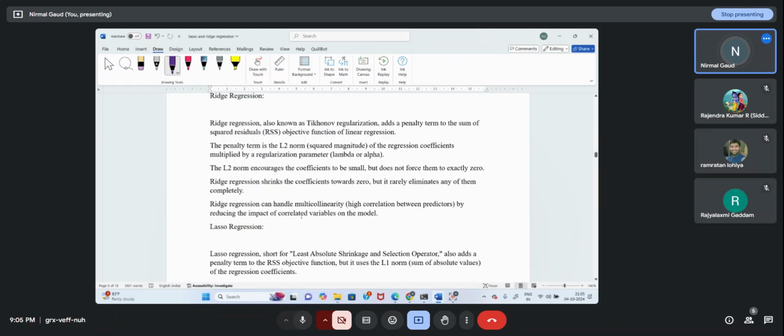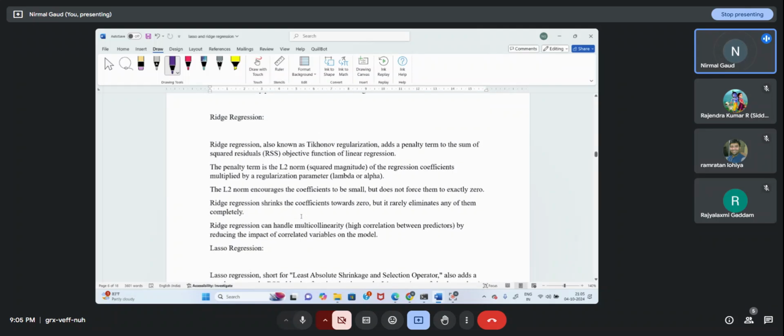All right, so these terms I told: Ridge is L2 regularization. It encourages the coefficients to be small, but does not force them to exactly zero. So in Ridge, coefficients can be small, but they cannot be zero. It doesn't force them to be zero.